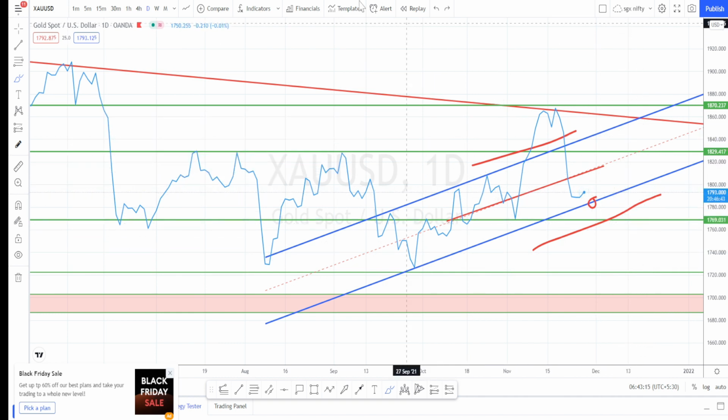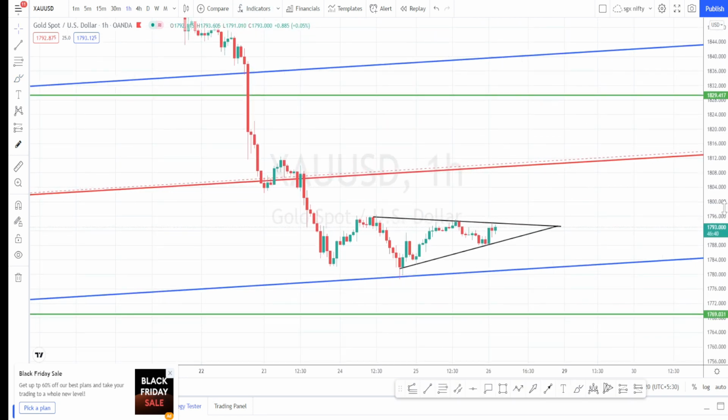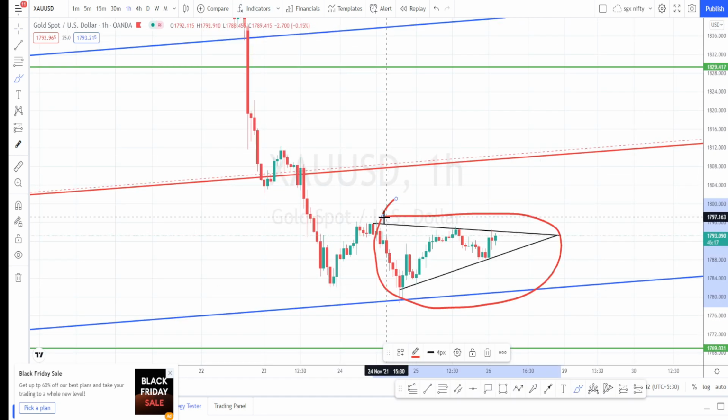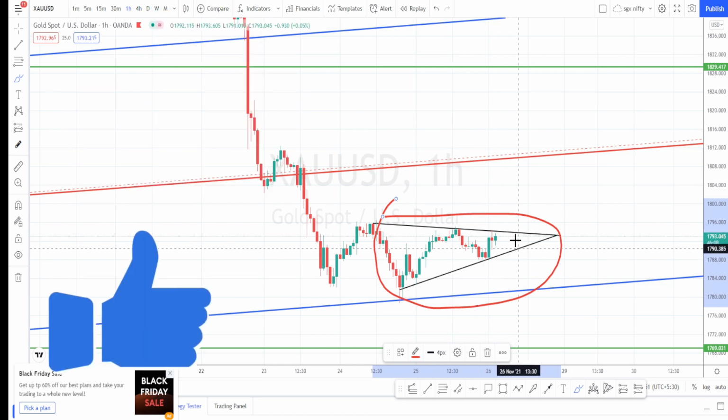Let us do the analysis in the hourly time frame. I'm in the hourly time frame now. I mark the current price action. When we notice the current price action, it is forming into a triangle, which means that there is indecision in the market. Price doesn't want to go up or doesn't want to come down.